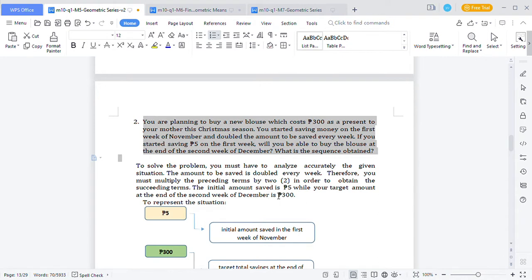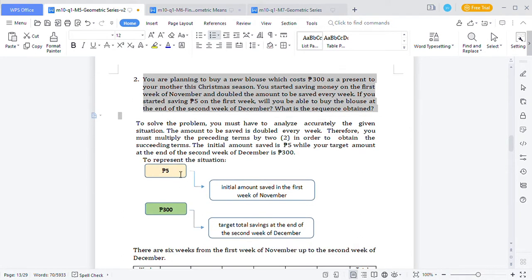So to solve the problem, of course, kinahanglan nimo i-analyze the given situation, kung unsa ang given, unsa ang gipangita. Now, the amount to be saved is doubled every week. So again, ang imong amount na i-save nimo kada week magkataas, madouble ang imong money na i-save. Therefore, you must multiply the preceding terms by 2 in order for you to obtain the succeeding terms. So the initial amount saved is 5 pesos. And ang imo target amount at the end of the second week of December is 300 pesos.